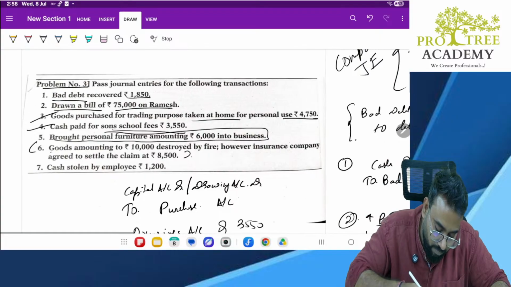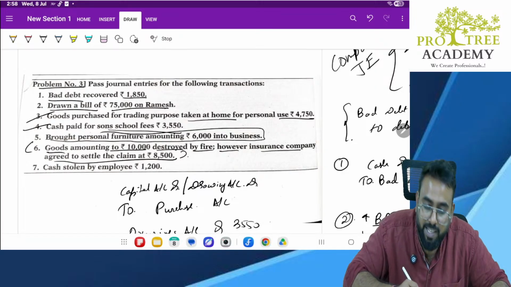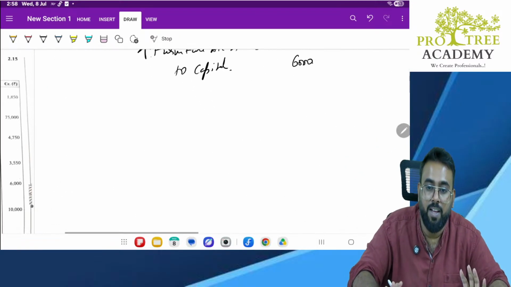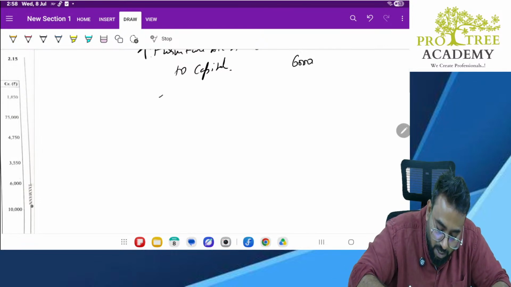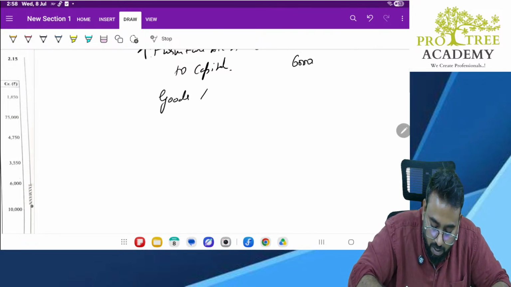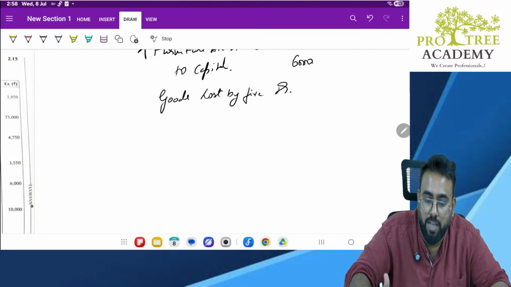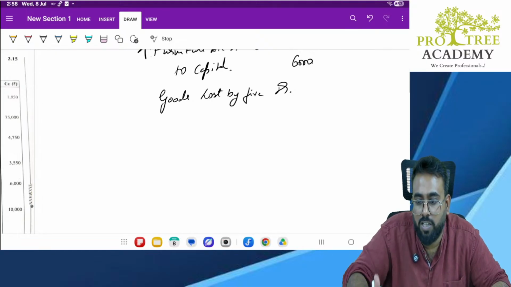Next. Goods amounting to 10,000 destroyed by fire. However, the insurance company agreed to settle the claim for 8,500. Now, first let's record the fire incident. The fire has happened. What is the entry? Goods lost by fire, debit. Sir, what is this, sir? This is a new account? Yes, sir. It is the truth. The incident is loss of goods by fire. So I have to write it as it is.